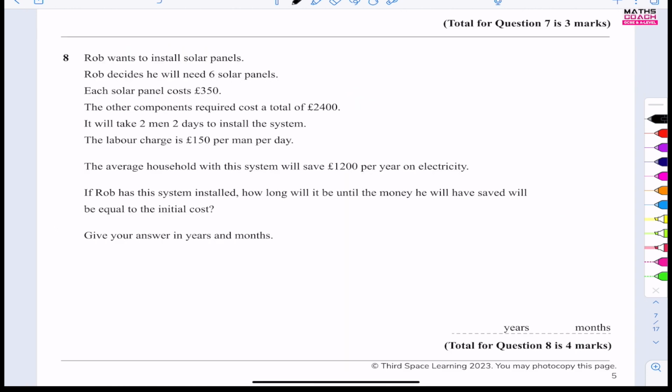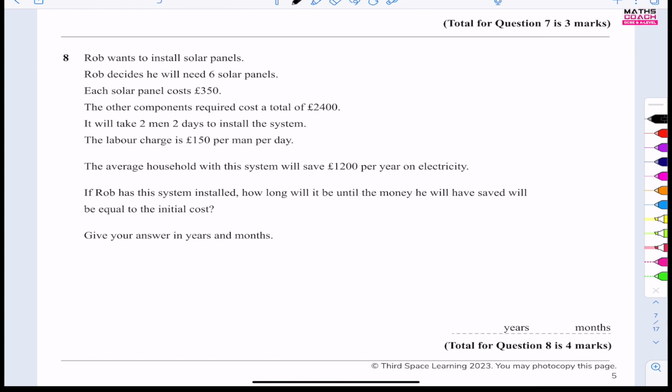Question number 8. Rob wants to install solar panels. Rob decides he will need 6 solar panels. Each solar panel costs £350. The other components required cost a total of £2,400. It will take 2 men 2 days to install the system. The labour charge is £150 per man per day. The average household with this system will save £1,200 per year on electricity. If Rob has this system installed, how long will it be until the money he will have saved will be equal to the initial costs? Give your answer in years and months.